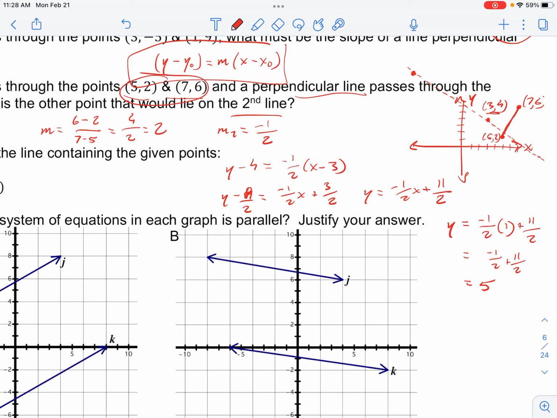So another point that could satisfy this would be (1, 5).